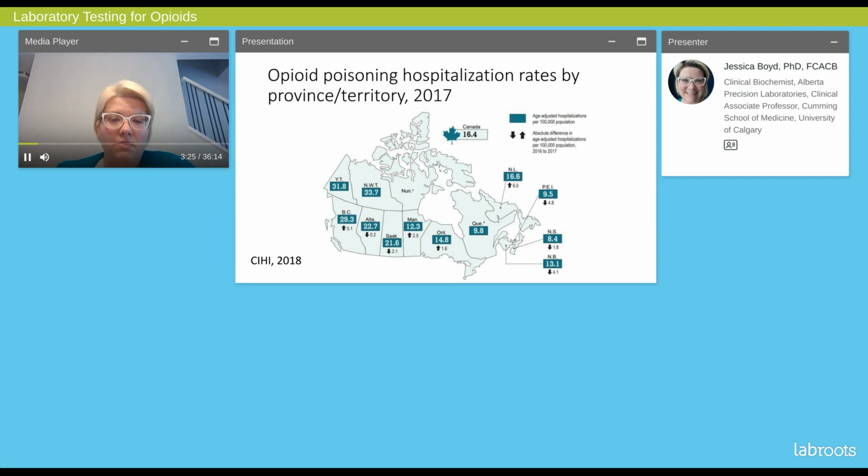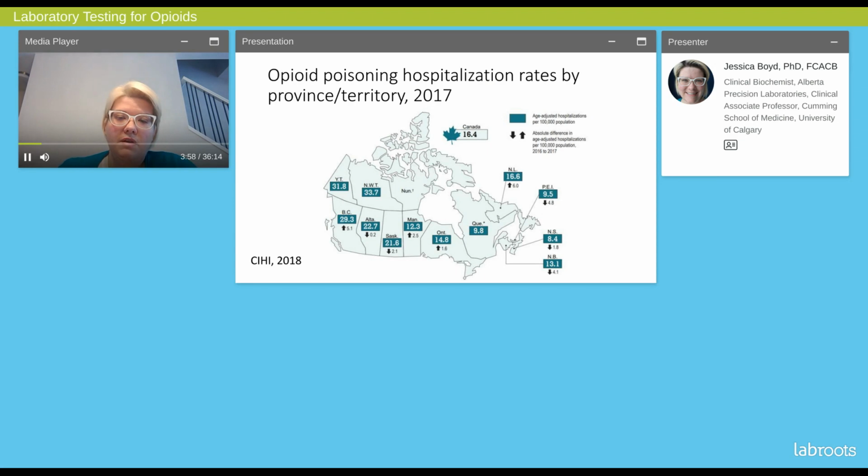Where I am in Alberta, which is towards the western side of the country, we have seen particularly high rates of hospitalization. Vancouver in BC has kind of been the epicenter for Canada for this crisis, and that's definitely reflected in these hospitalization rates. And if we were to dig down into these numbers, you would see that this is also something that's predominantly affecting young people, so people in the 15 to 40 age group.